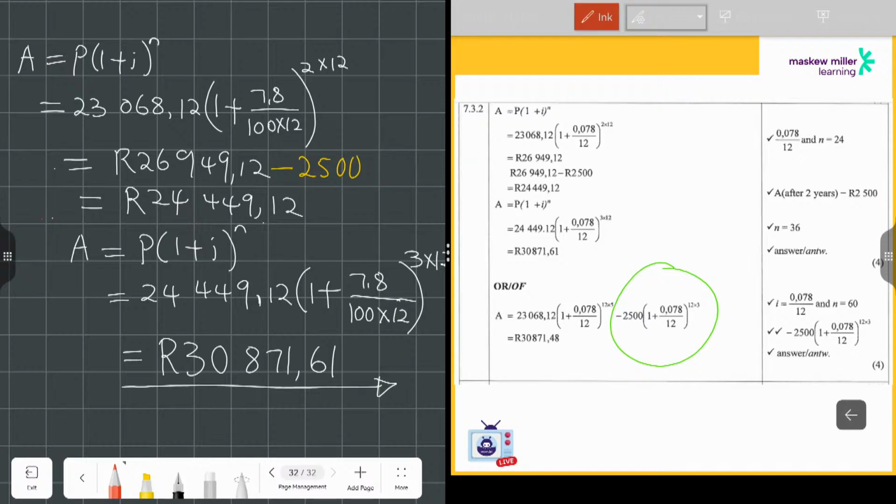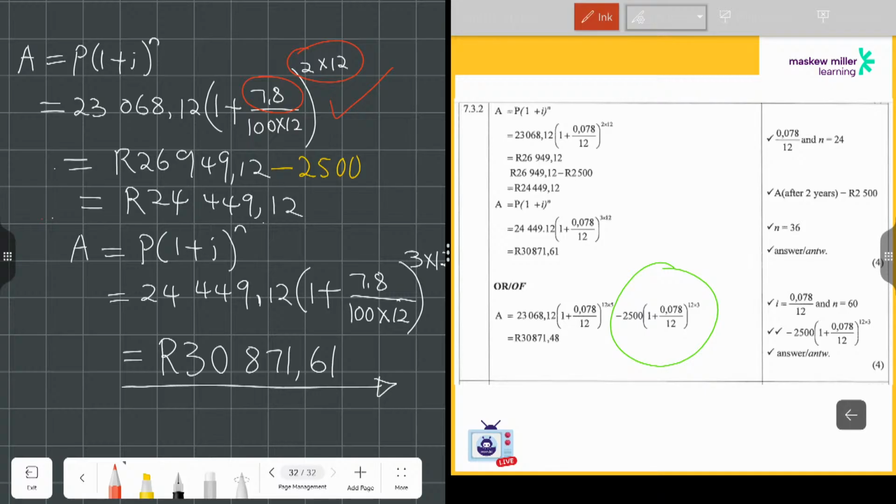So this one, we're going to give a mark for substitution of a particular answer. So here, for example, we're going to give you a mark for being able to identify the 7.8 and also being able to identify that your n is now 24, not 2. Right, so that's where the mark will go.